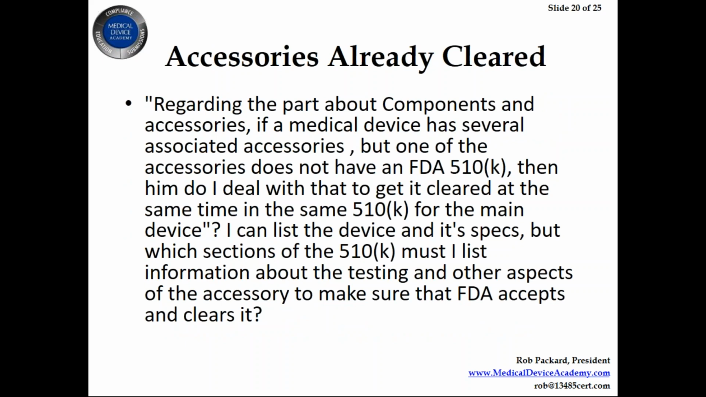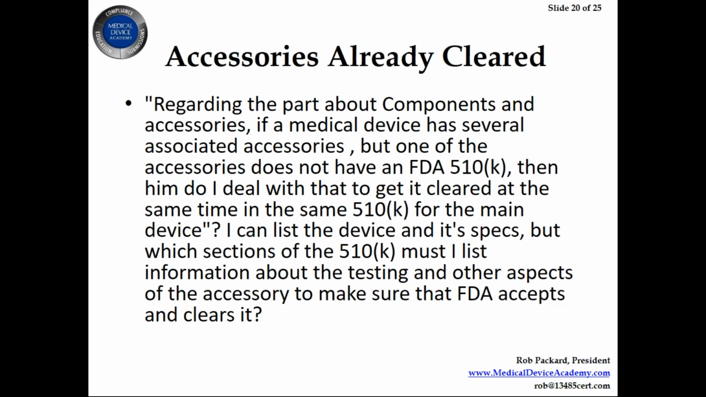This question was submitted, and I answered it in an earlier webinar today about device descriptions. The person was asking in the accessories section of a device description for accessories that are already cleared, what do we have to provide? And if the accessory is not already cleared, what do we have to provide? So in your device description, you're going to list all your accessories, and you're going to list if the data for equivalence and safety and performance is included in the submission, or it's previously cleared under a 510K and there have been no changes. And you can just provide a table of that information.